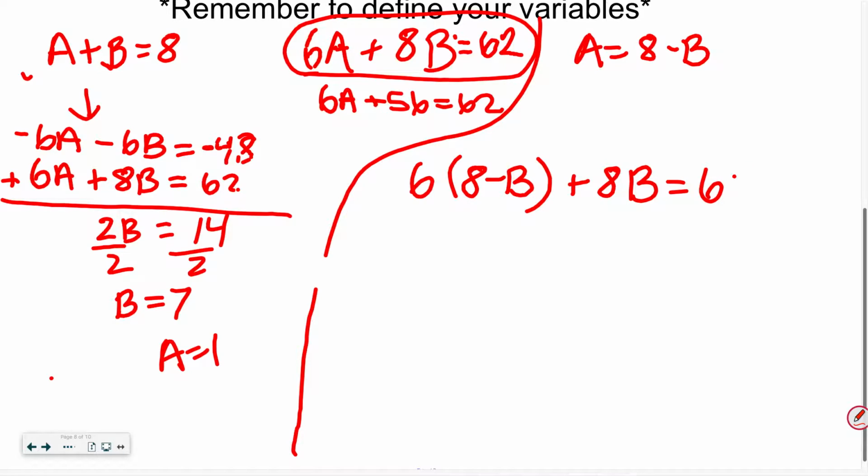So anywhere we see an A, we can just replace it with 8 minus B. Now can we solve this? Yes. Alright, what do we do? Distribute. Alright, so we can distribute the 6. Anytime we see parentheses, we can distribute. So what do we have?